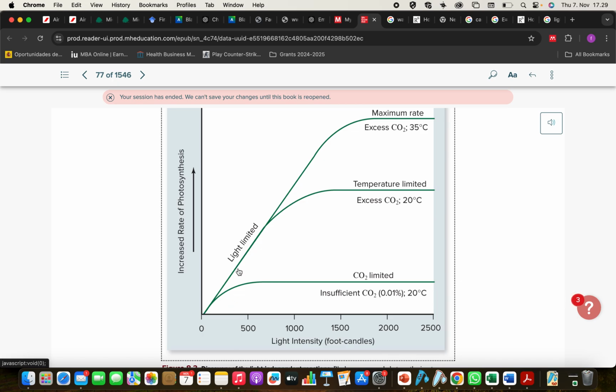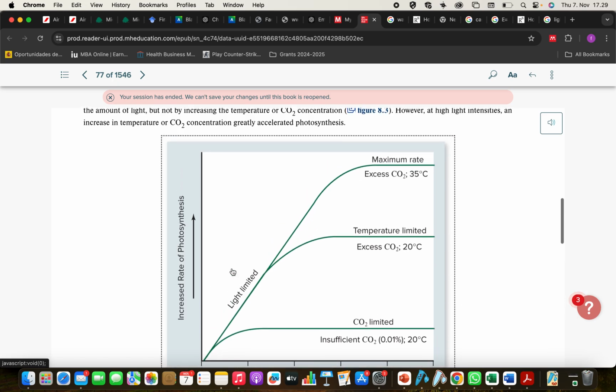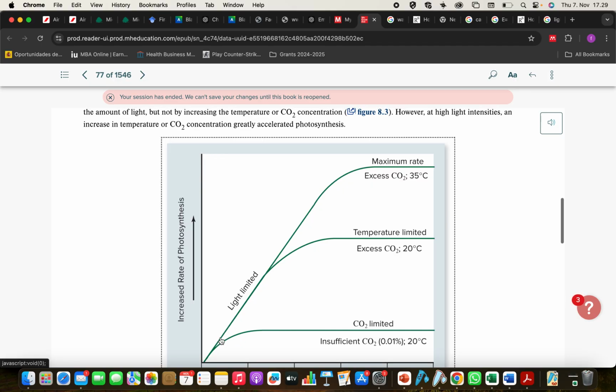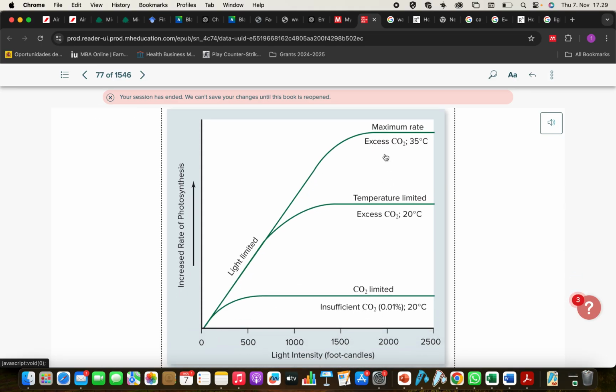And he saw that at low amounts of light, so at low light intensities, if you change carbon dioxide or the temperature, nothing would happen. As you can see here, this line over here is when you limit carbon dioxide. This line over here is when you limit temperature, and this one here is the maximum rate, where you don't limit anything. When the light is limited, carbon dioxide and temperature are not doing anything. It's only the light that is the limit.